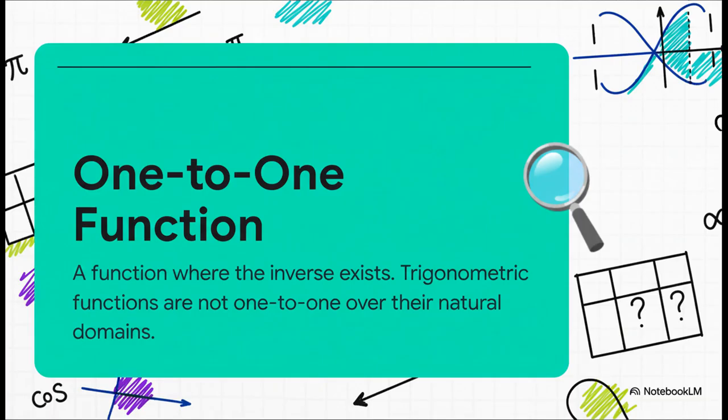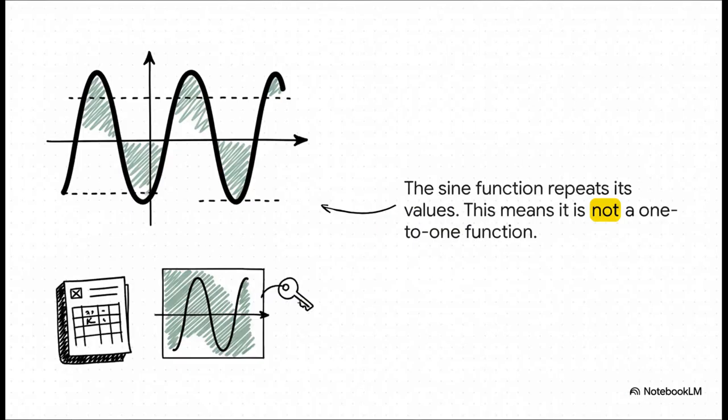You can think of it like a lock and a key, right? One special key for one special lock. That's it. Now let's look at our good old friend, the sine function. See this graph? It just goes up and down, forever. It's kind of like one of those really long Bollywood songs that never seems to end.